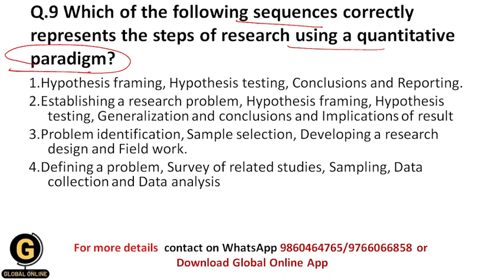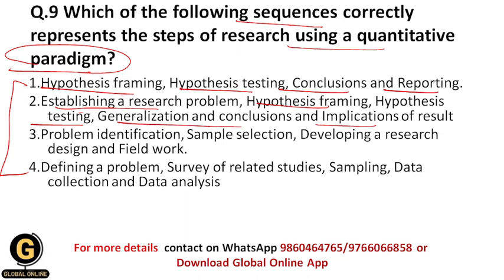And within the quantitative paradigm we need to follow such steps, and here these steps have been given, but we have to understand the sequence of correct steps that we need to follow. So whether it is hypothesis framing first, or hypothesis testing, or conclusions and reporting, or establishing a research question, then generalization and conclusions and implications of result, problem identification, sample selection, developing a research design and fieldwork, defining a problem, survey of related studies, then sampling, data collection and data analysis.